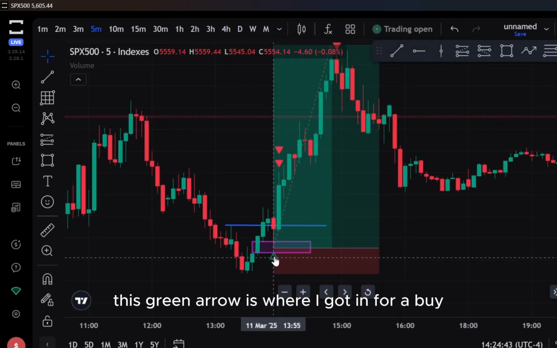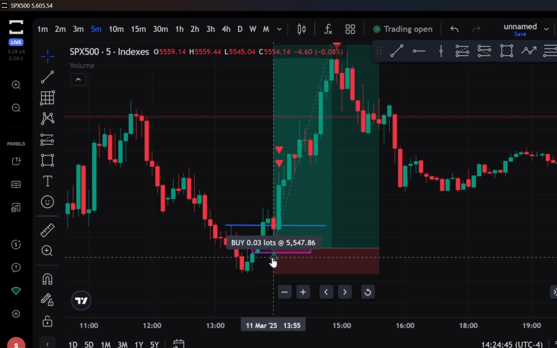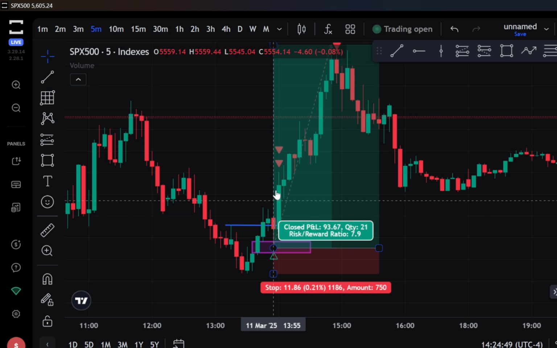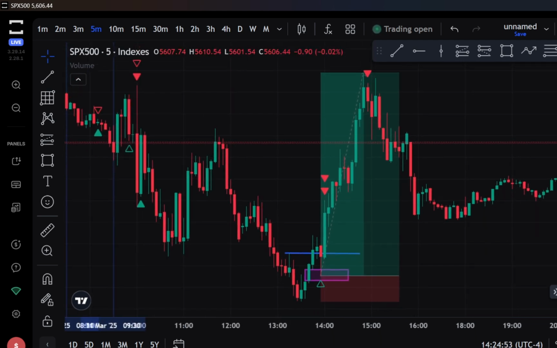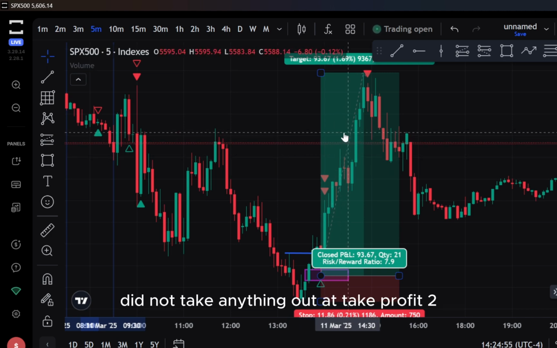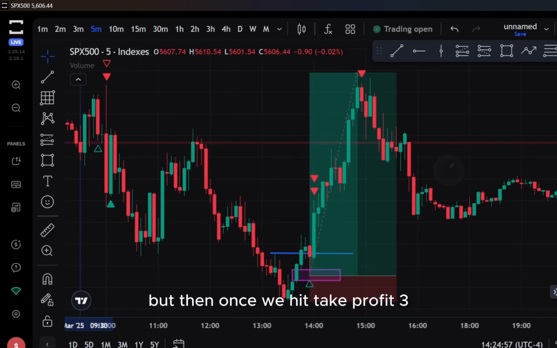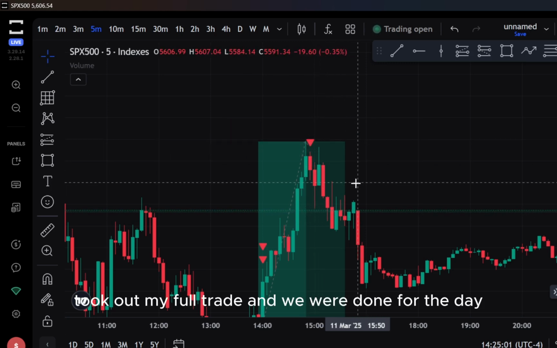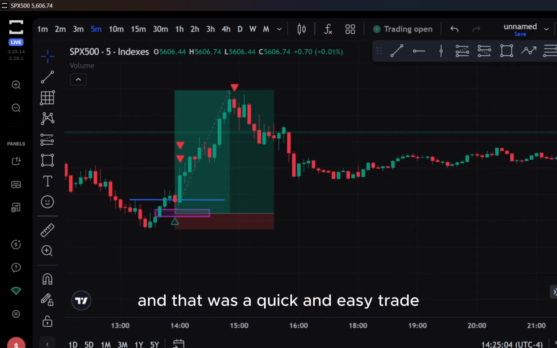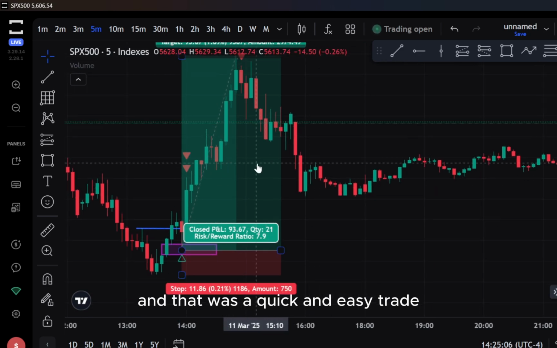This green arrow is where I got in for a buy, about 0.3 lots. Took out partial orders at take profit 1. Did not take anything out at take profit 2, but once we hit take profit 3, took out my full trade and we were done for the day. And that was a quick and easy trade.